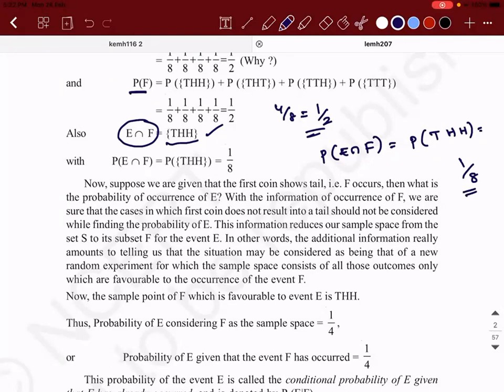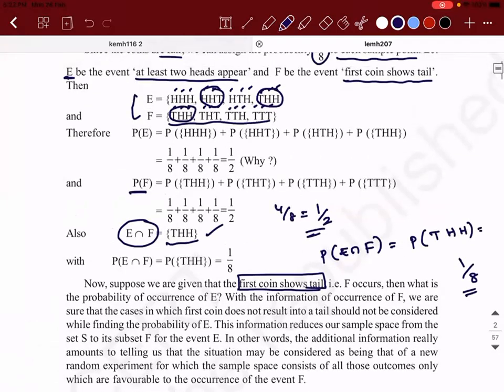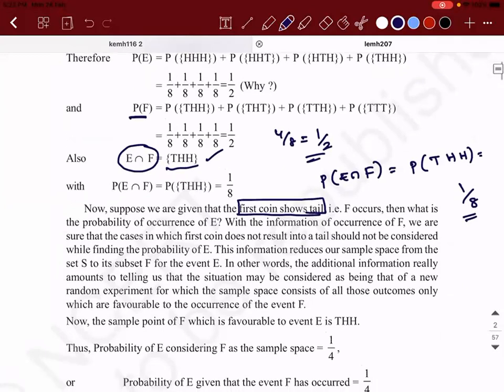Now, why did we do all these things? Because this is where we are going to implement something called a condition. That is why it's called conditional probability. You're saying the occurrence of one event should happen under the occurrence of something else. Now, suppose we are given that the first coin shows tail. So if they say first coin shows tail, which event will you take into consideration? It is F. Because that's what they say, first coin shows tail. Then what is the probability of occurrence of E?